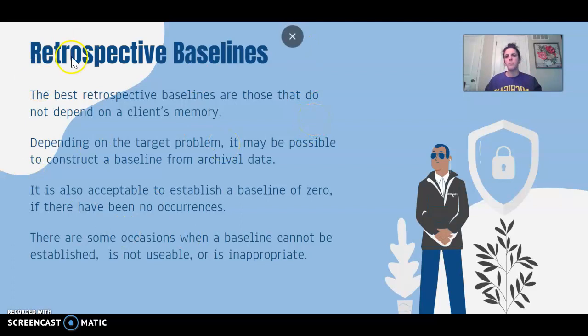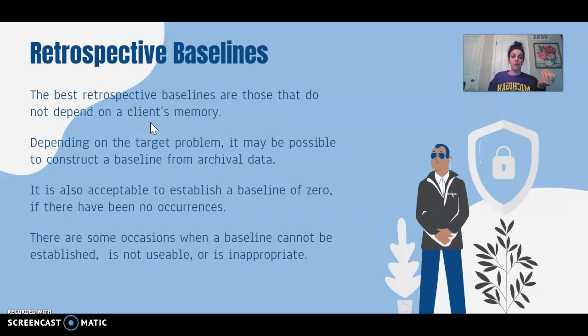I'm skipping back to this retrospective baseline because it's important to know that sometimes you might need to go back and pull a baseline from a client. It does get a little tricky to me, because are we trying to establish a baseline so we can have an ABA study versus a BAB? But there are benefits at times.